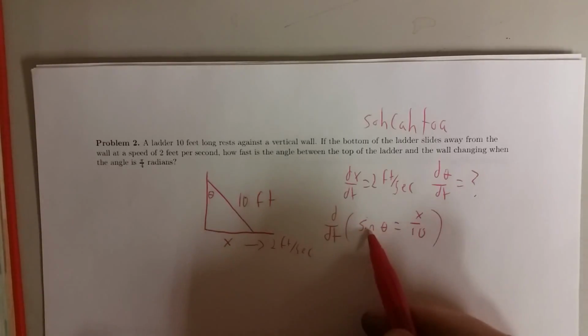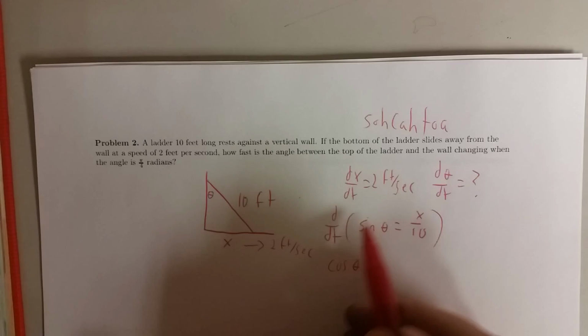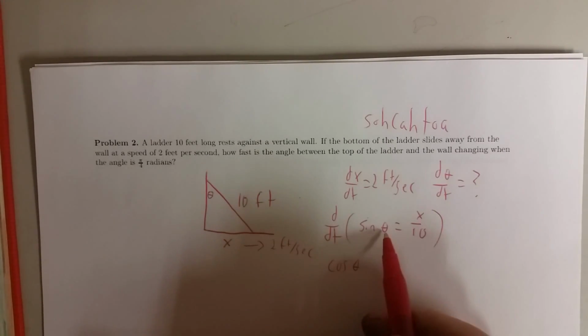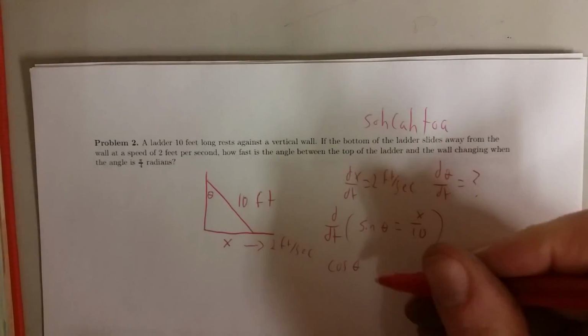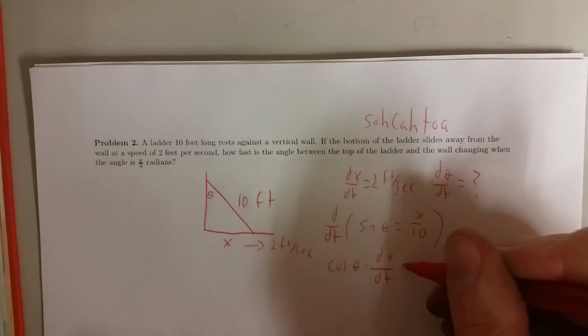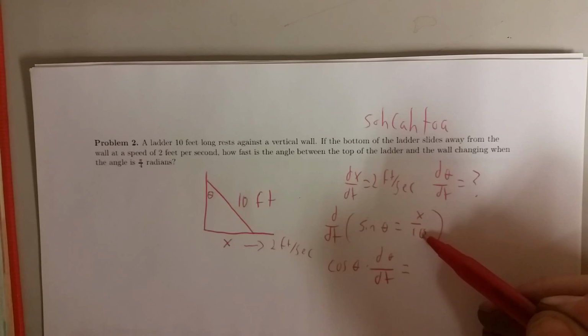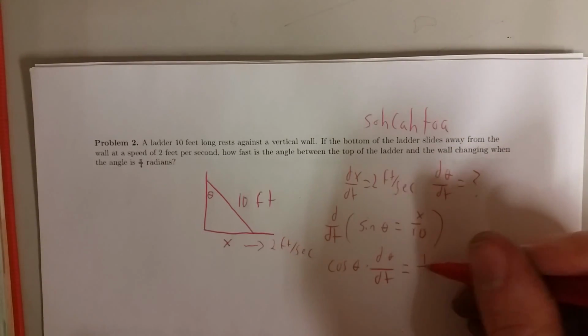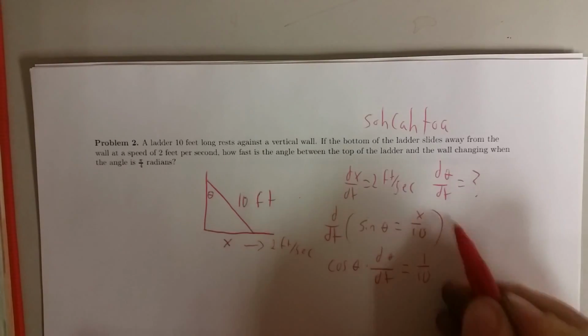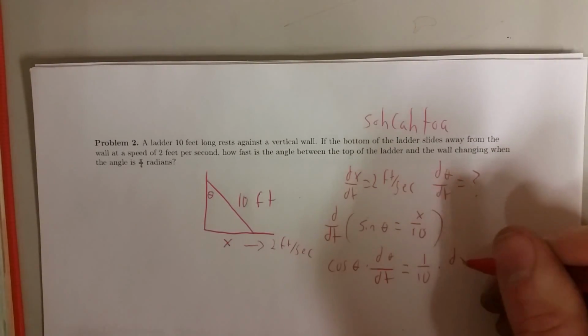So what's going to happen is I need the derivative of sine theta, which is cosine theta, and the key here is that the variables do not match. The t and the theta do not match, so we need to multiply. Chain rule tells us multiply by d theta/dt equals, think of x over 10 as 1/10 x. The derivative of 1/10 x is 1/10, but once again, the variables do not match. We have a t and an x, so we need to multiply by dx/dt.